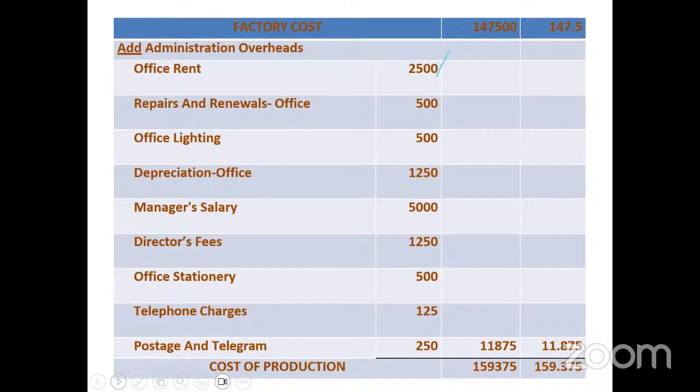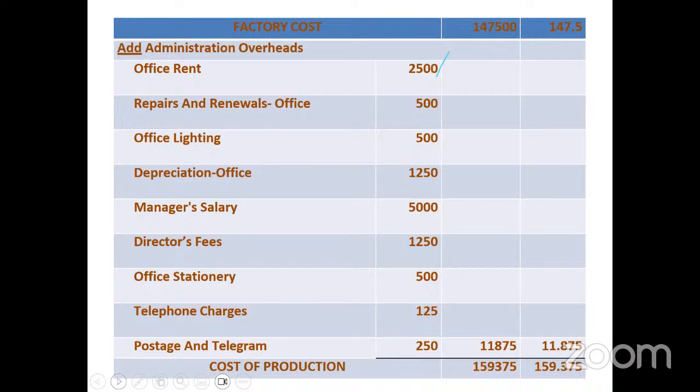So we have already got the factory cost. Now let us add the office and administration overheads. Sometimes office overhead and administration overhead are the same. That means office overhead also comes under administration overhead. Please remember, don't be confused. Yes. So these are the administration overheads. What are the components here? Office rent is given, repair and renewals of the office is given, office lighting is given, depreciation of the office is given, manager's salary is given, director's fees is given, office stationery, telephone charges, postage and telegraph.